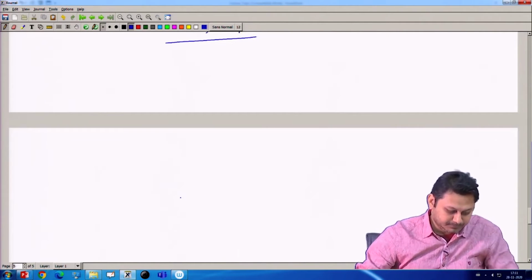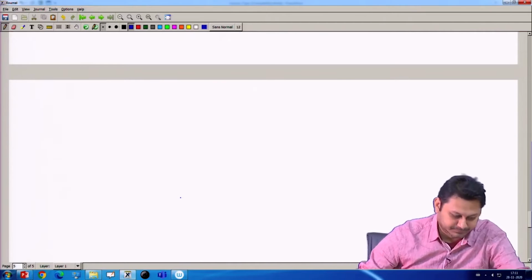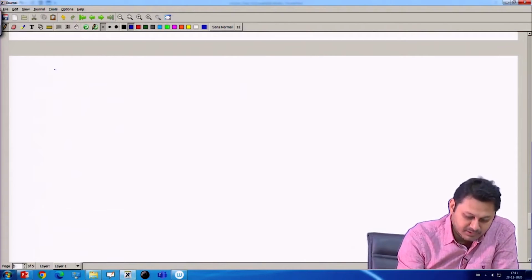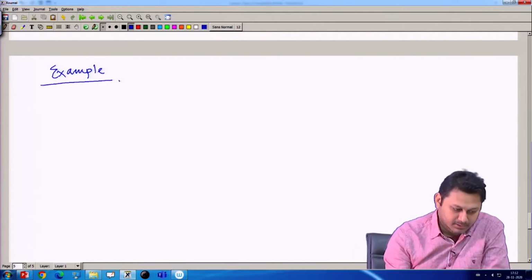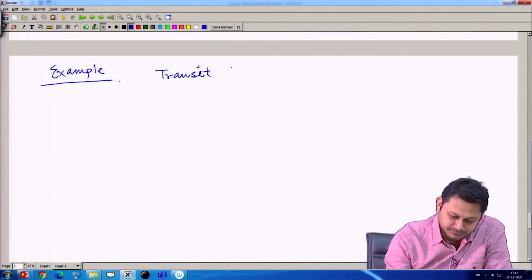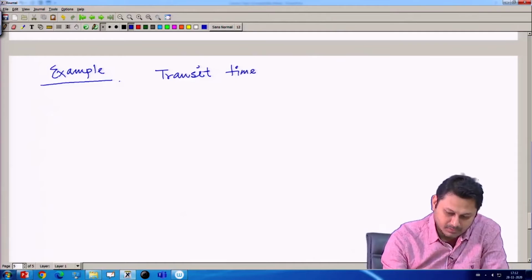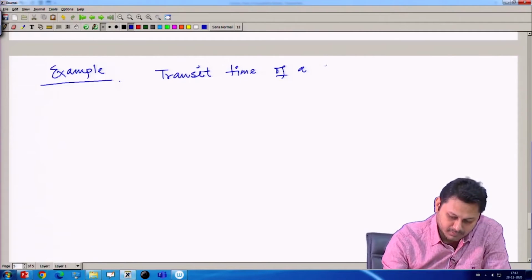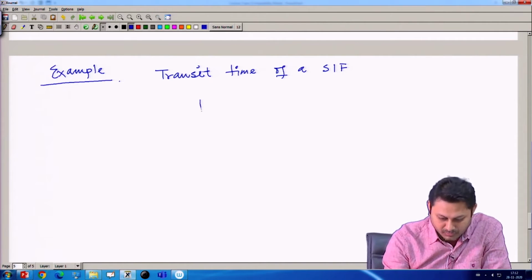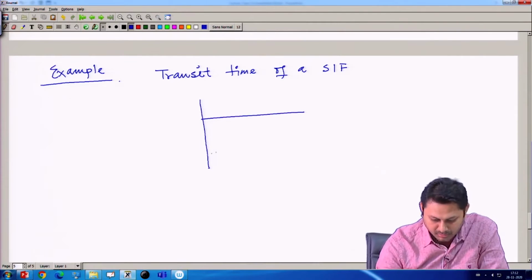Well, now after that we will take an example of how to calculate, a very simple example that looks very trivial: the transit time of a step index fiber having a step index profile. So, let me again draw these things.